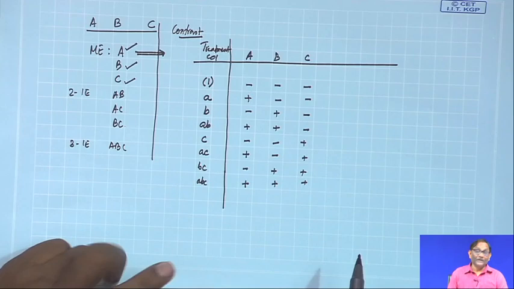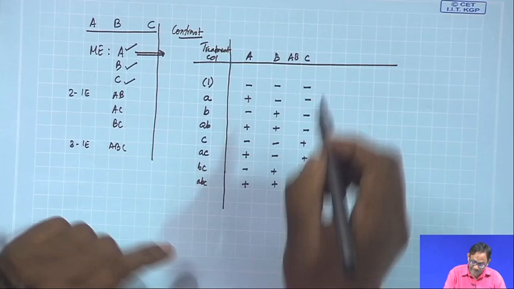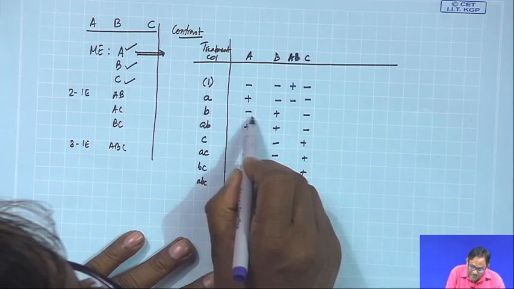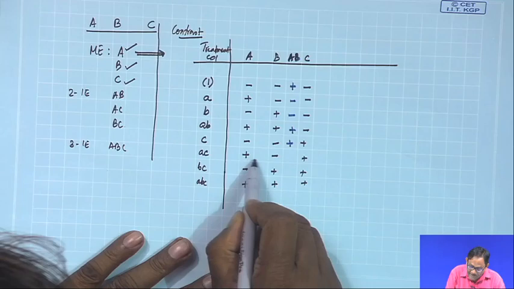Now, what you require when AB is there, you insert AB here. So, I use another color. So, AB here. So, what will be AB? A column multiplied by this. So, this is plus 1, minus 1, minus 1, plus 1, minus 1, plus 1, plus 1, minus 1, minus 1, plus 1, plus 1. So, see what happened.